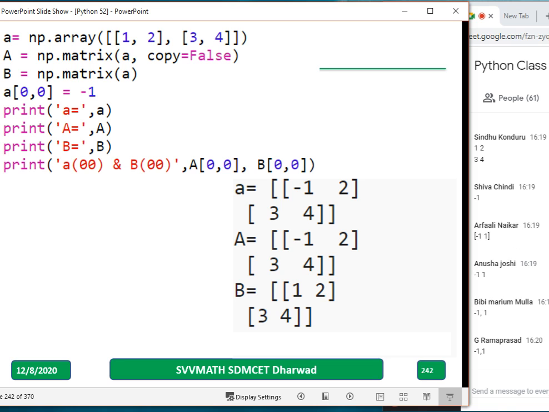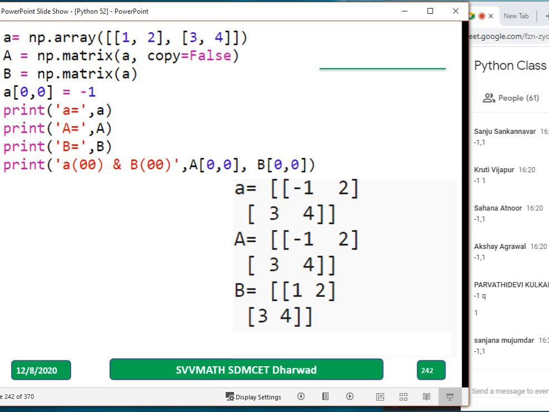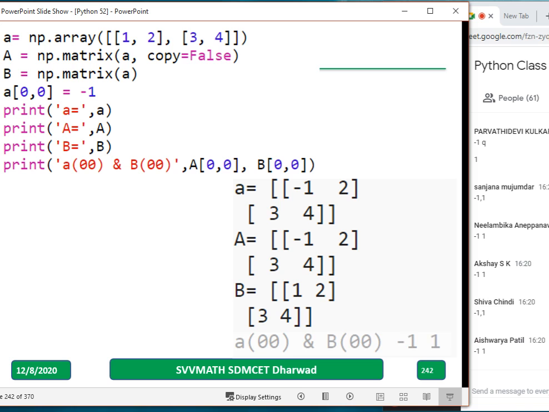Shiva has typed. Arfali, Bibi Mariam, Ram Prasad, Balkrishna, Sahana, Vandana, Lakshmi, Suraj, Sanju, Kruti. Okay, all are typing the same answer. Parvati Devi, Sanjana, Sahana, all are typing. Akshay, Neelambika, Shiva, Aishwarya, all answers are correct. Namrita, Pavitra, Raikar, Rashmi, Pavan Kumar, all the answers are correct. Naina, everybody is typing the same.